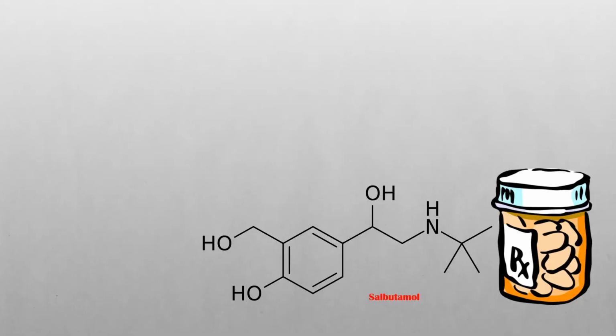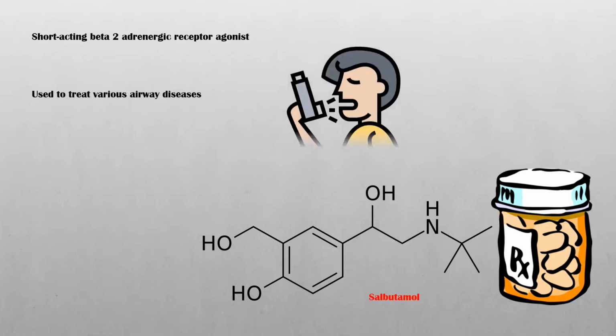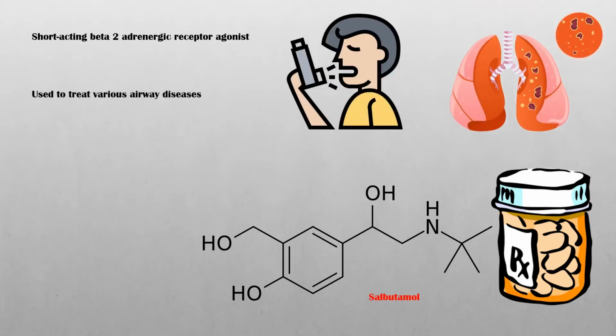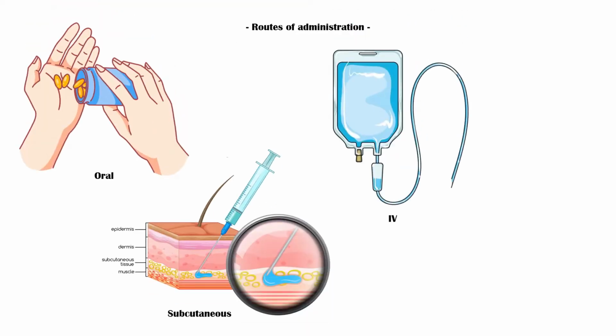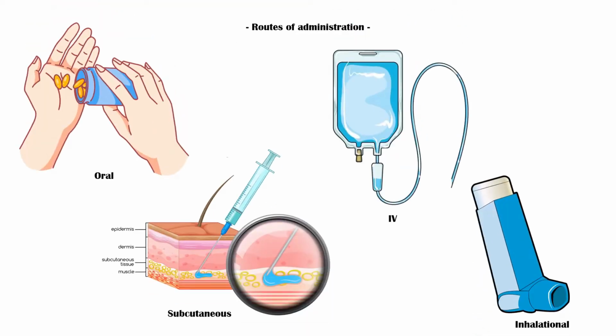Salbutamol is a short-acting beta-2 adrenergic receptor agonist used to treat various airway diseases such as asthma, chronic obstructive pulmonary disease, and to prevent exercise-induced bronchospasms. Routes of administration include oral, subcutaneous, intravenous, and inhalational. Out of these, the most effective one is the inhalational route since it significantly reduces the systemic distribution of the drug.